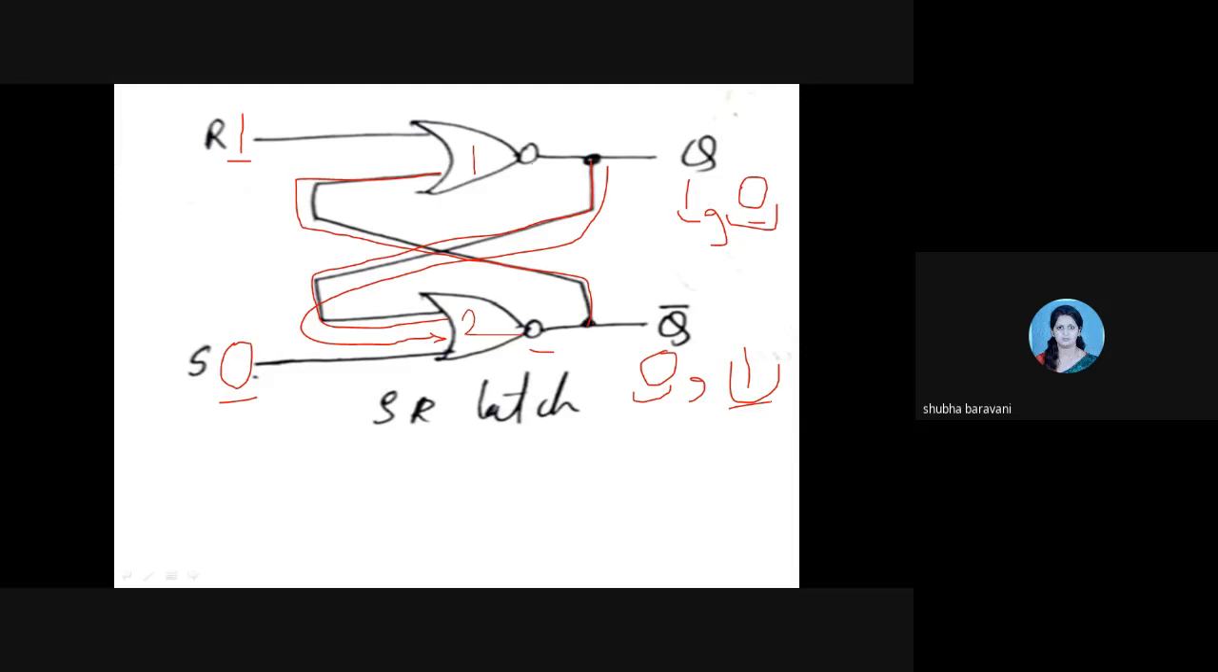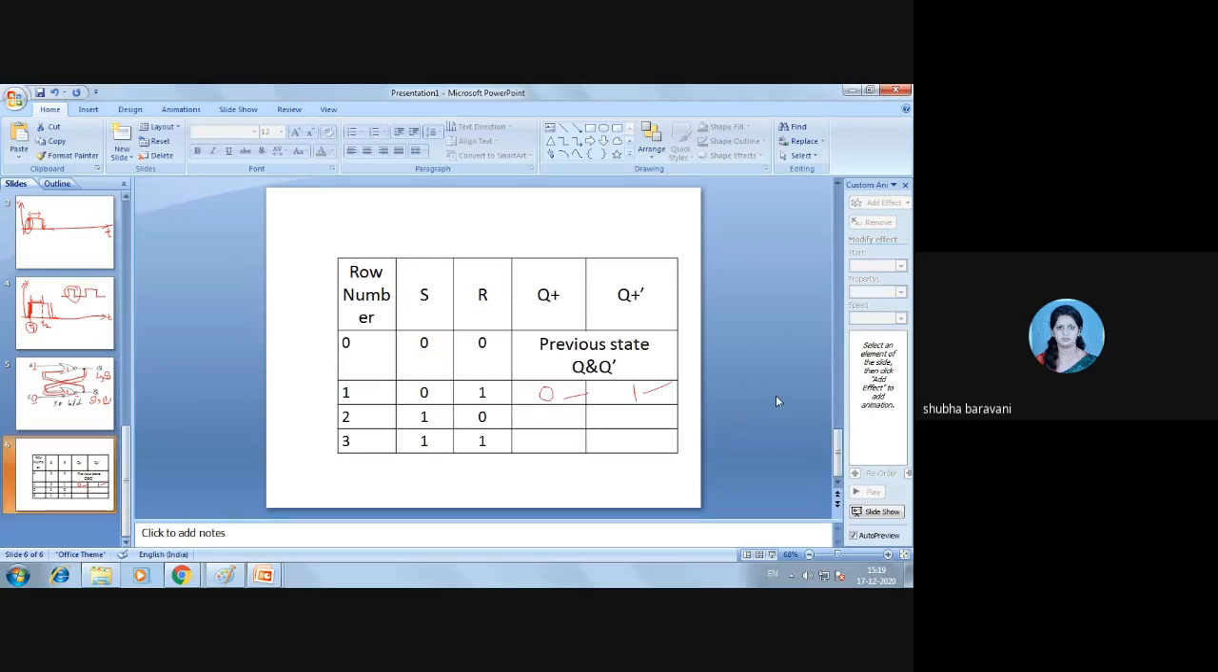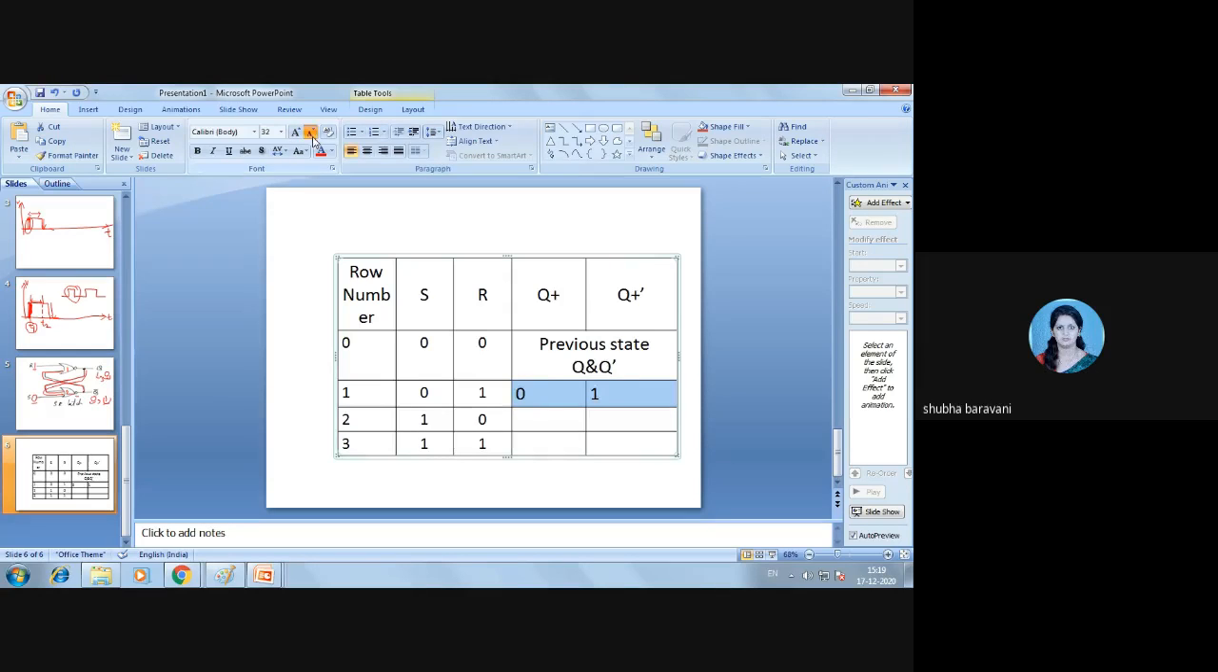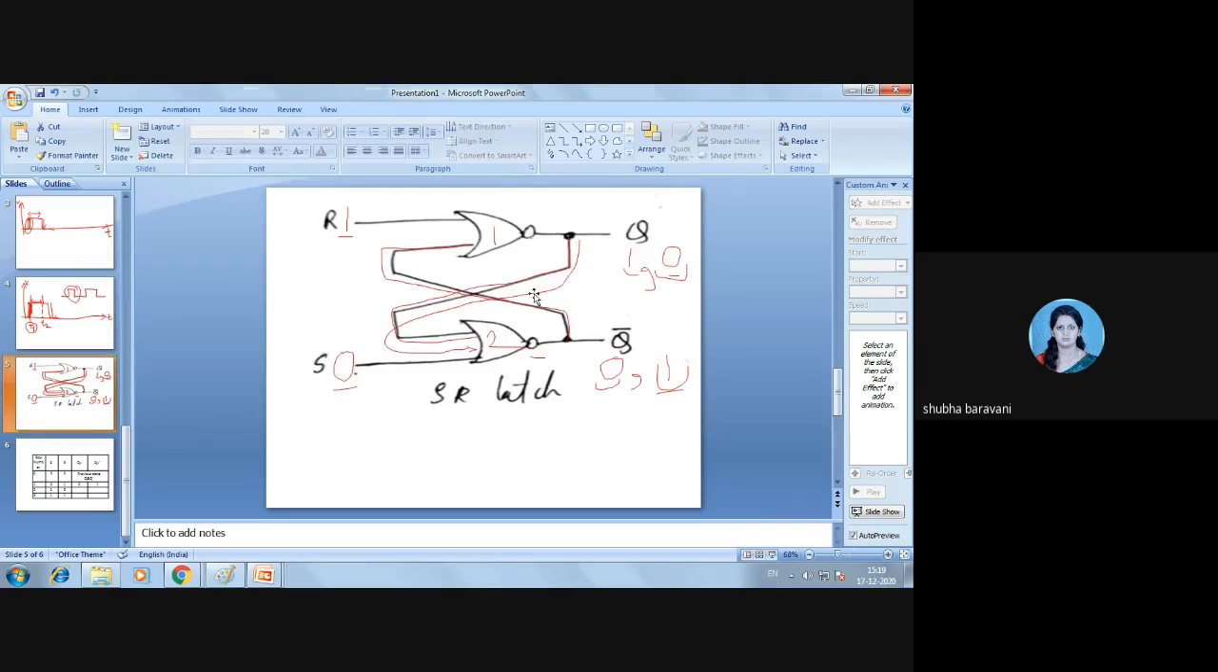Understood till here? So for s is equal to 0, I get q plus 0 and q plus bar as 1. Right? I hope this is understood now. Now for the third state, 1 0, again the same case you have to do. 1 0 means S is 1 and R is 0.